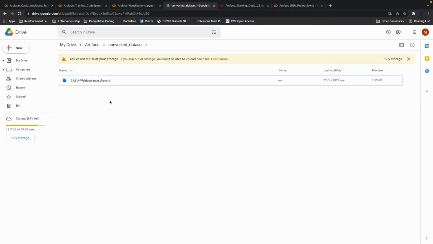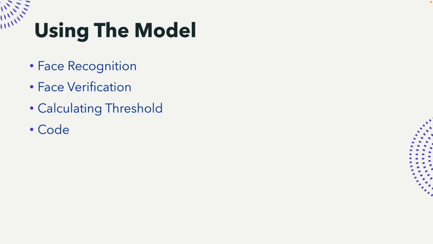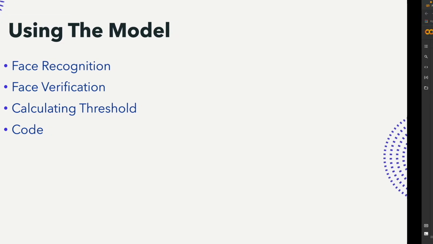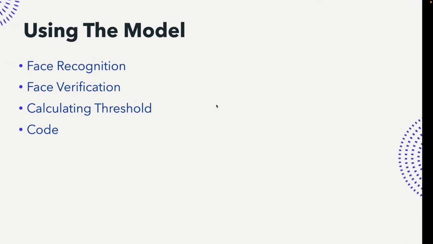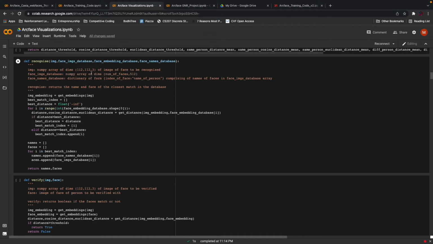This is the CASIA-WebFace dataset, which we have converted into a TFRecord after downloading it, and it is still 2.5 GB large for the 0.5 million images it consists of. It's primarily used for face recognition and verification. We also need to calculate the threshold for determining whether the two photos given, or two embeddings which are being compared, are the same person or different people. So in that case, we need to write functions for all these. We have written functions for recognize, verify, etc.